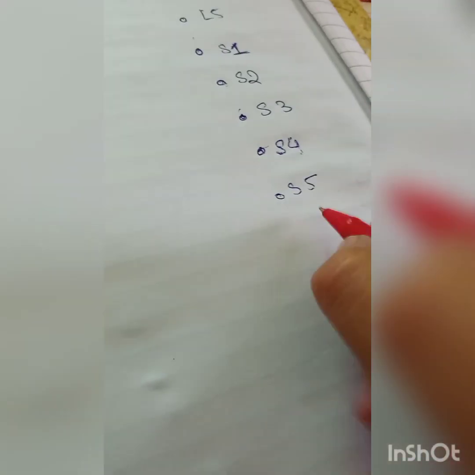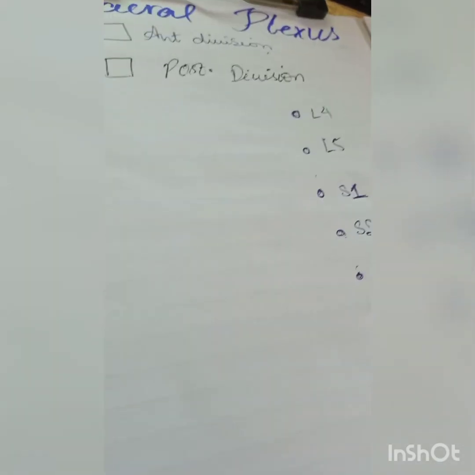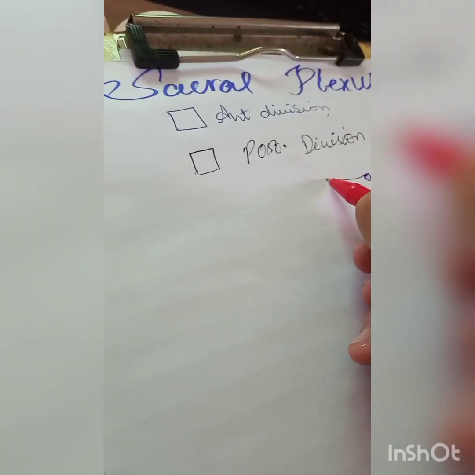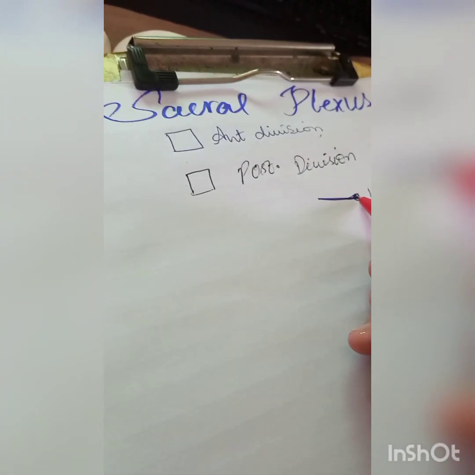S2, sacral 2, sacral 3, sacral root value 4, 5, and then we have coccyx 1. Okay. The nerve which is easiest to draw, I'll make you draw here. From S4, S5 and coccyx 1, a nerve comes out like this. From L4, a nerve is coming out, which I'm drawing in blue, which means it is from the anterior division.